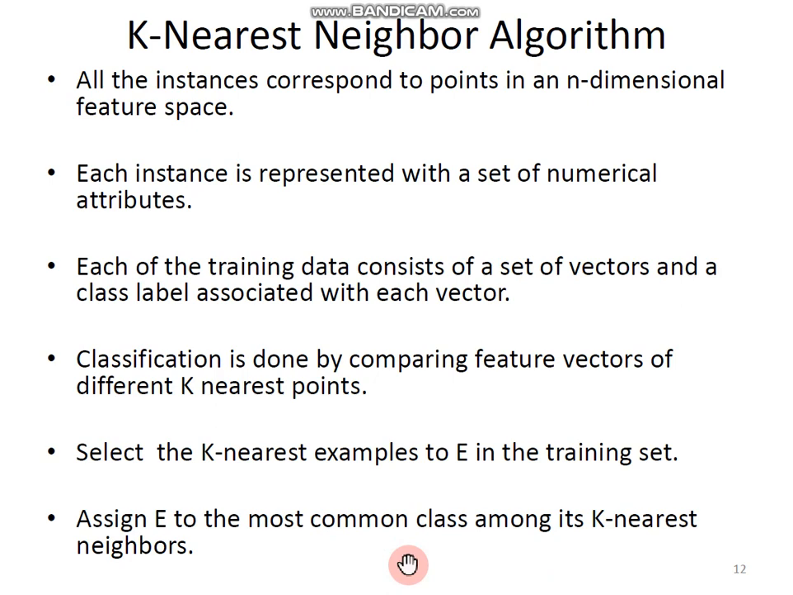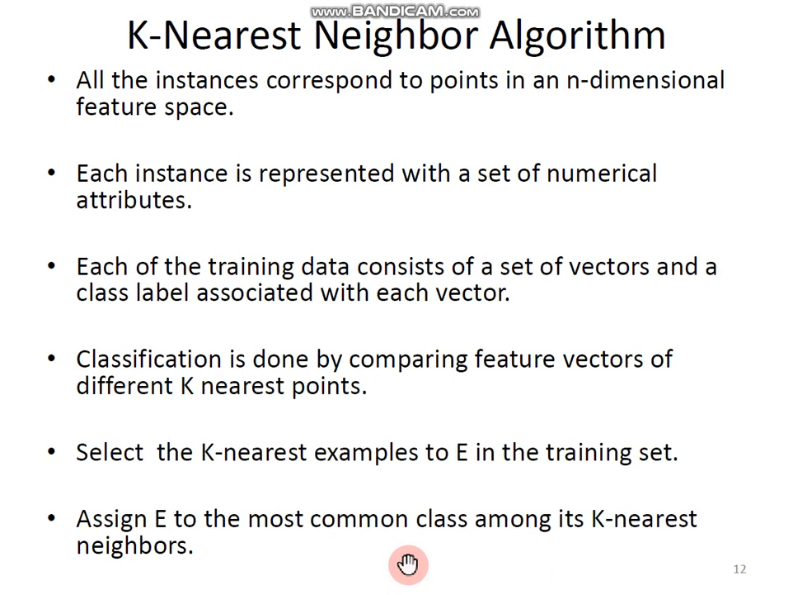A few points about the k-nearest neighbor algorithm. All the instances correspond to points in an n-dimensional feature space. So it is not just one dimension or two dimensions; it belongs to n-dimensional space. Each instance is represented with a set of numerical attributes. Each training example consists of a vector and a class label associated with each vector. We should have the class label because we are dealing with supervised learning. In supervised learning, the class label is a must.